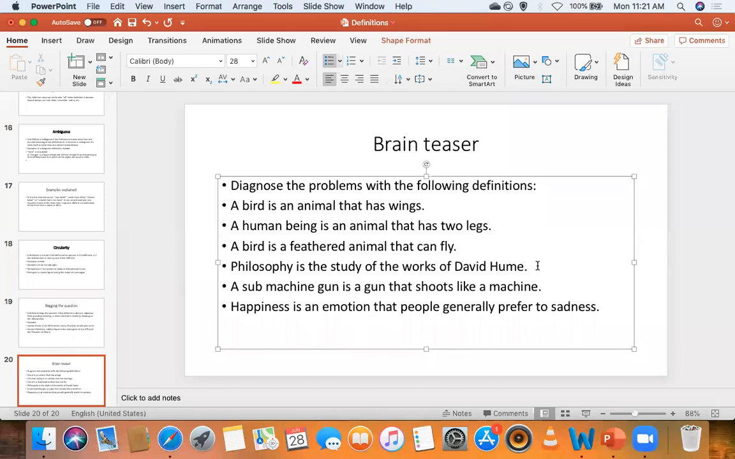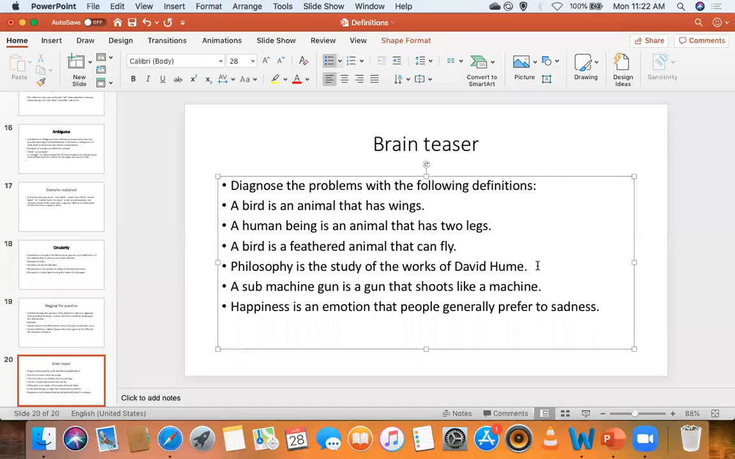Let's look at: philosophy is the study of the works of David Hume. It's too narrow, because there are other philosophers apart from David Hume.